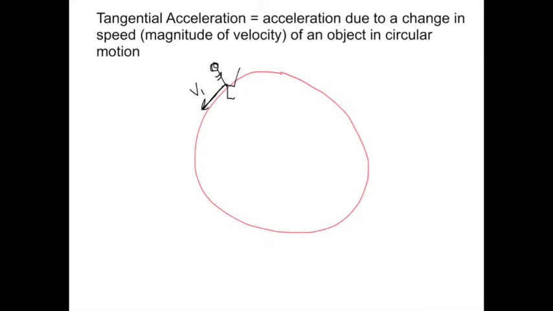Another type of acceleration for objects in circular motion is tangential acceleration. This is acceleration due to a change in speed, so the magnitude of the velocity rather than the direction, of an object that's in circular motion. We can take the same example of a runner on a track. If he's moving at v1 and he accelerates tangentially, his new velocity, v2, will point in the same direction but with a greater magnitude.